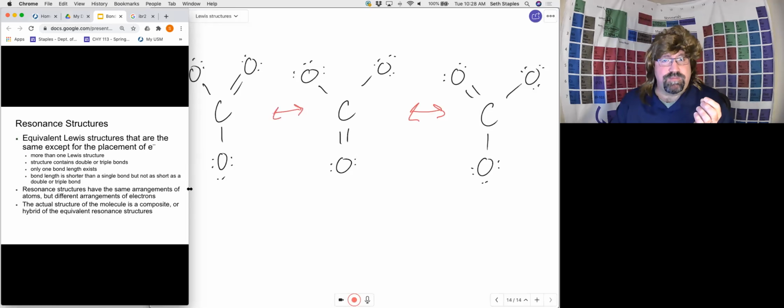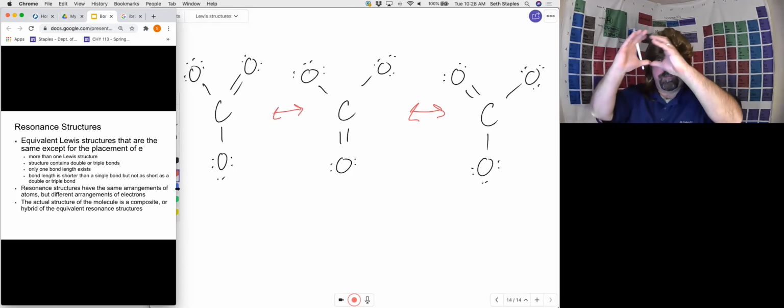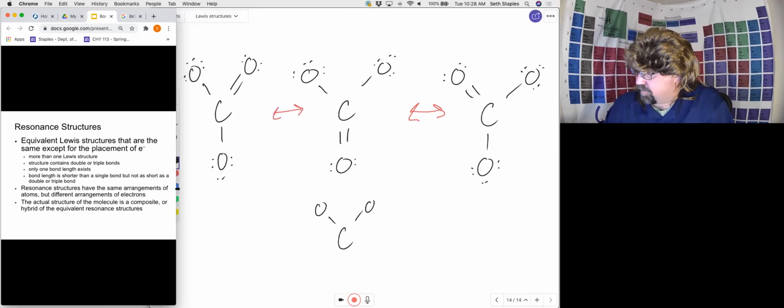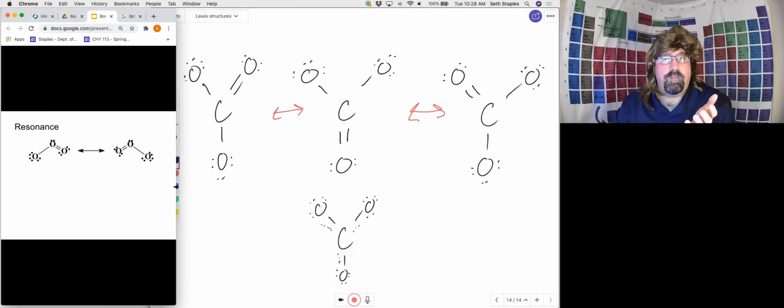Data tells us that the reality of what actually exists for carbonate is that the double bond is kind of spread out through all three of those. And so we sometimes draw what we call a resonance hybrid instead, where instead of drawing the double bond localized between any two, we sort of draw it like this, showing that there's in fact a double bond that exists sort of between all three of them.